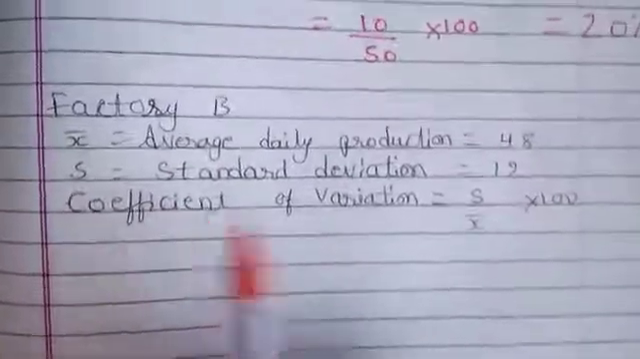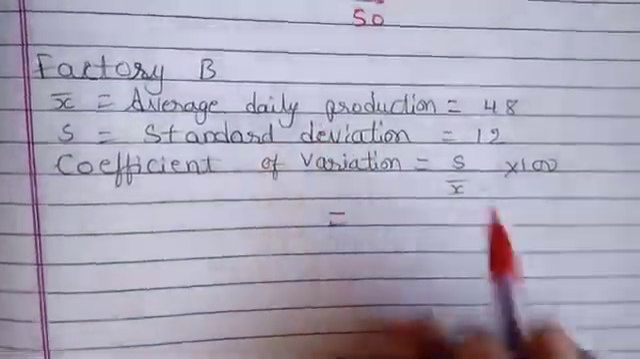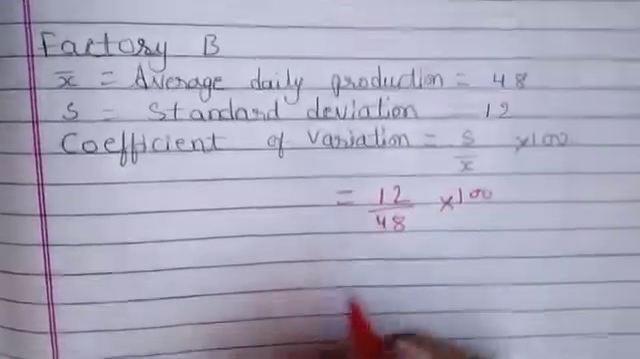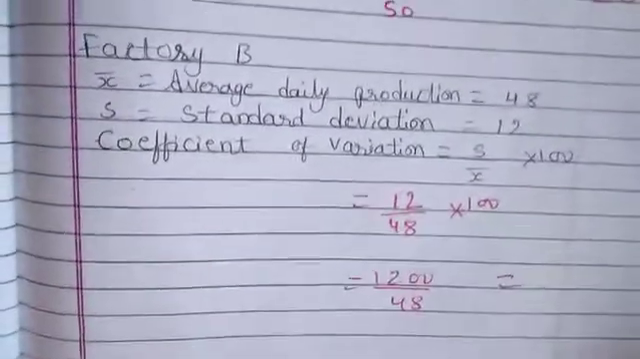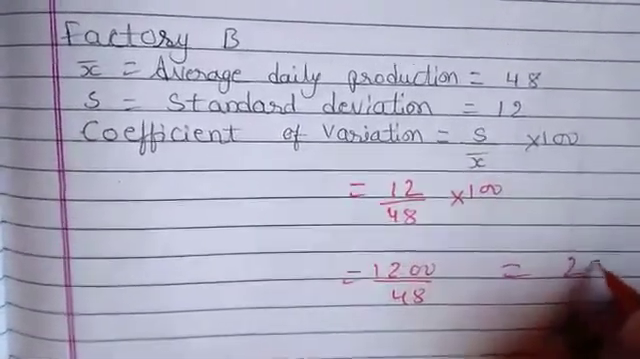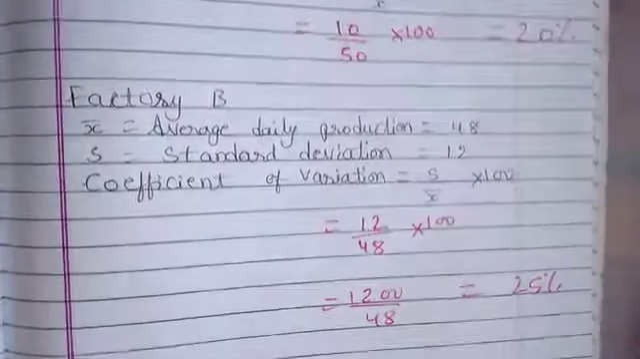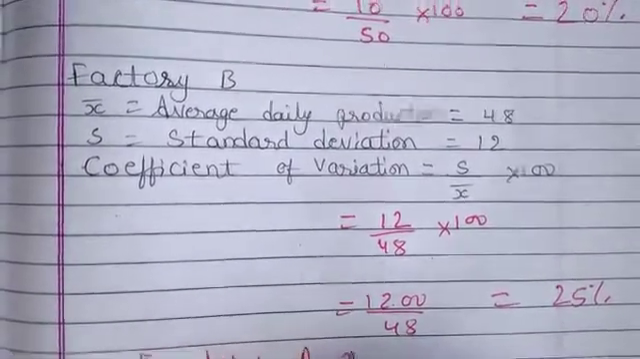Now for factory B, average daily production is given to us 48 and standard deviation is given to us 12. Again we will calculate CV for factory B, S upon X bar into 100. So that is equal to 1200 divided by 48. So when you divide it, you will get your answer as 25%. Now here we have to say which factory is more stable. So here the CV is less for factory A. So therefore factory A is more stable.